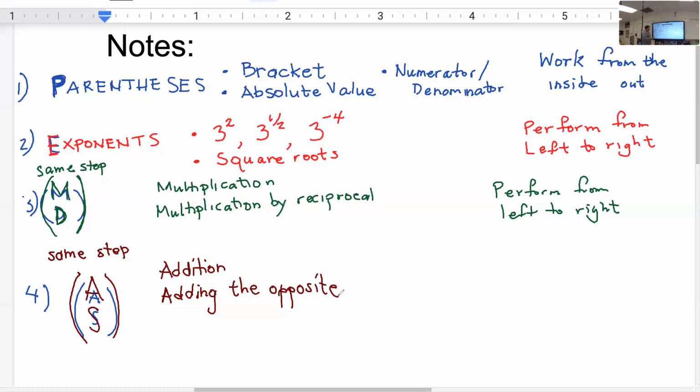Okay? Well, how do I know what to do first? We're going to perform from left to right. My handwriting is getting better. We'll do like a flourish.